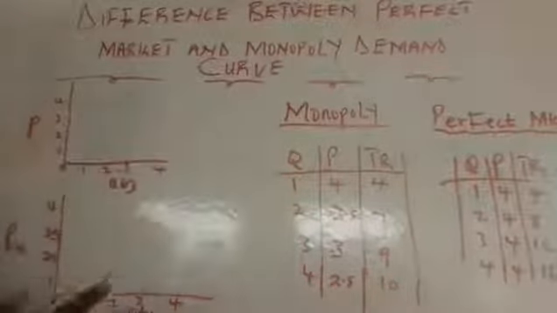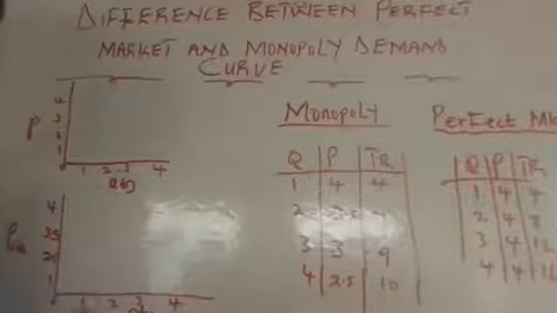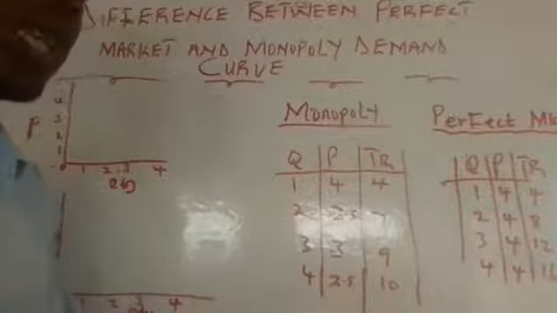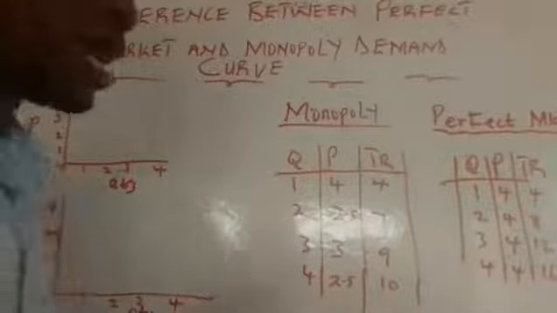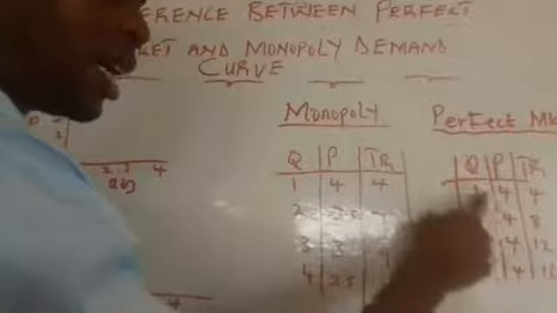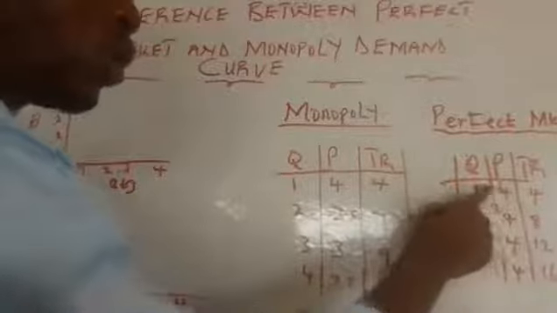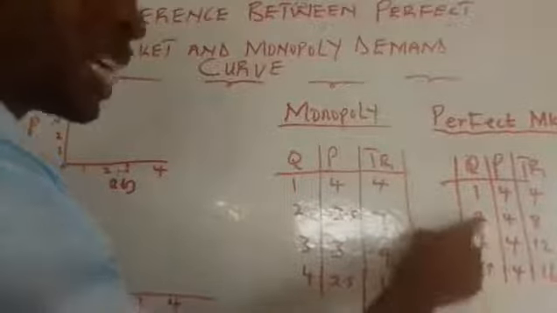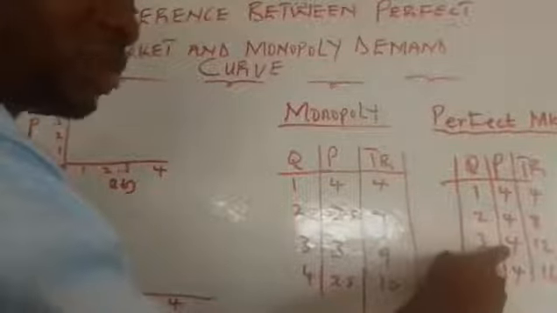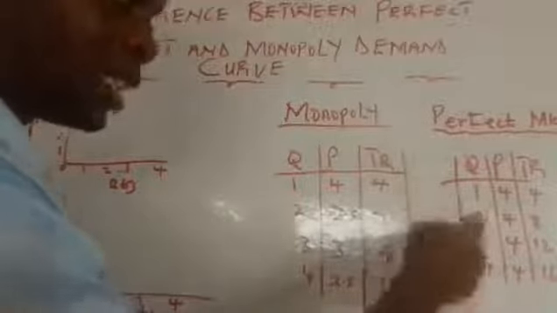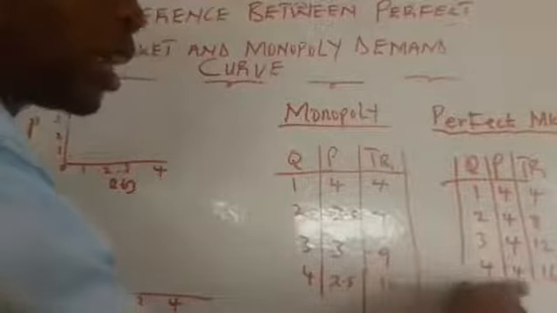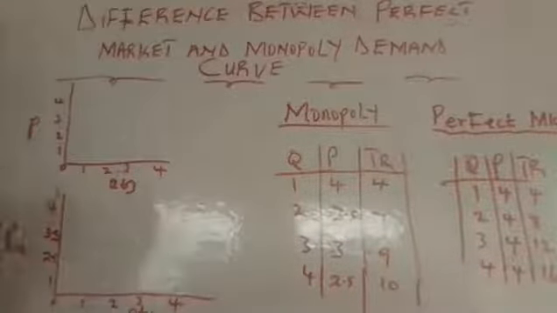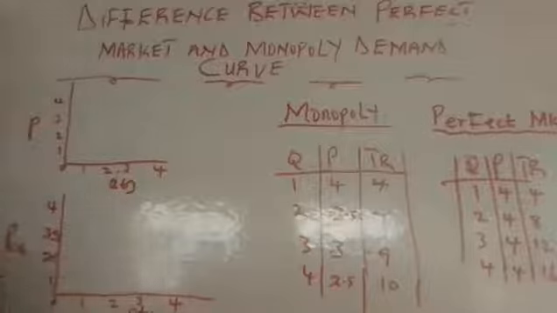In a perfect market, price is always uniform, and price does not change with the increase in the quantity demanded. You can see here very well that when price is 4, we consume 1. Even when we consume 2, price remains 4. Even when we increase our demand to 3, price still remains 4. Even when quantity demanded is 4 units, price still remains 4. So price does not change, and that is why we have it this way.